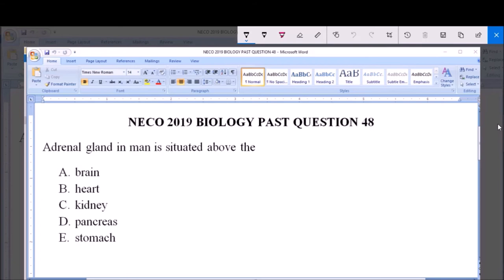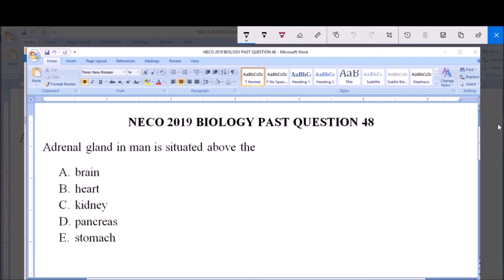I will be answering NECO 2019 biology past question 48. Adrenal gland in man is situated above the A. brain, B. heart, C. kidney, D. pancreas, and E. stomach.